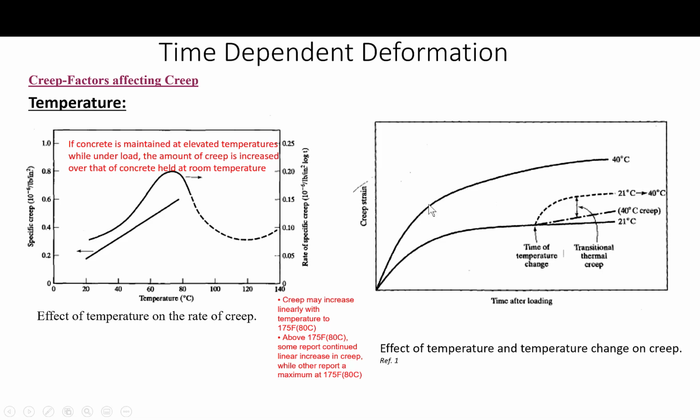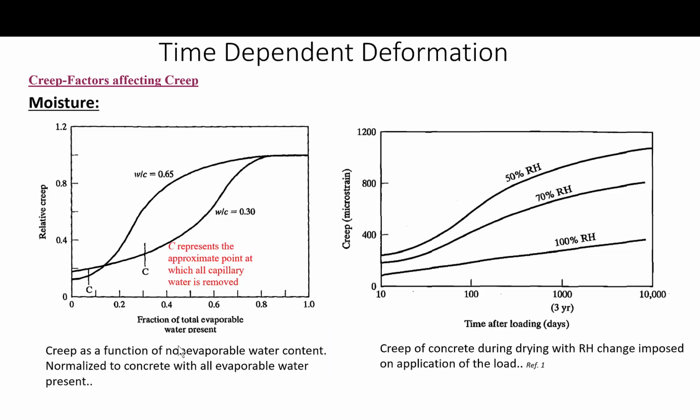Okay, so this is basically what the creep strain looks like when the concrete is loaded at 40 degrees maintained. Here we are talking about concrete at 21 degrees, and at some point in time the temperature was increased, and you see this increase referred to as transitional thermal creep. Okay, so that's the effect of temperature.